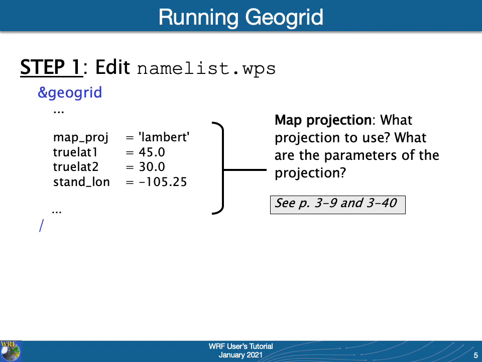Inside the geogrid namelist record, we need to first choose a map projection, as was discussed in the fundamental capabilities of the WPS lecture. So for our example, we're going to flatten out the Earth's surface using a Lambert conformal projection, and we're choosing the true latitudes of that projection to be 30 degrees north latitude and 45 degrees north latitude. And we're setting the standard longitude, in other words, the longitude that will be oriented parallel to the y-axis in our model domain, at 105.25 west longitude. This happens to be the longitude through Boulder, Colorado.